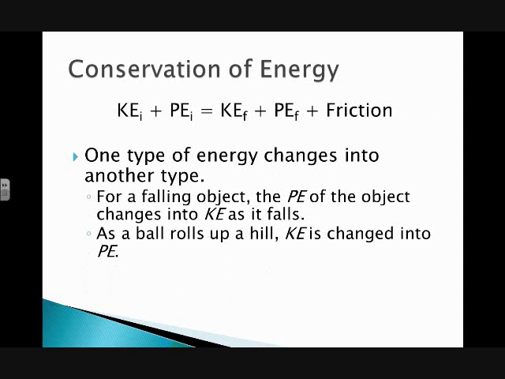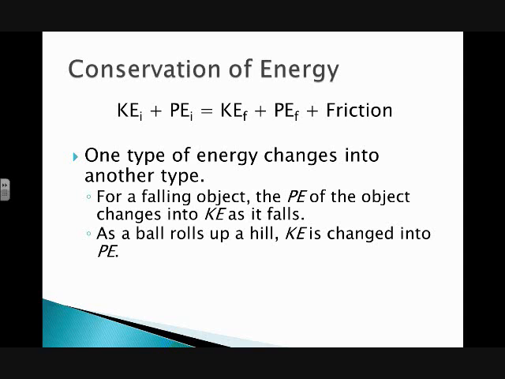Now, kind of reiterating what I'd already talked about. One type of energy gets converted into some other type. If an object is falling, the potential energy of the object gets converted into kinetic energy. If there's air resistance, some of that initial potential energy might get converted into friction also. That's where friction is an overencompassing term that accounts for all forms of resistance.